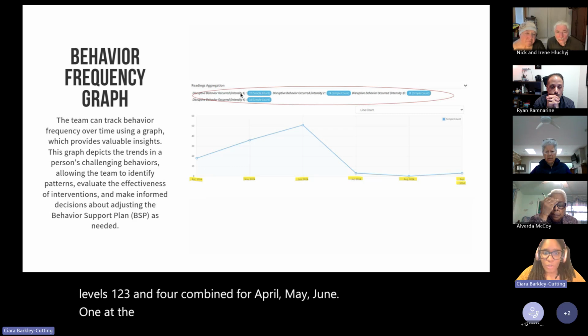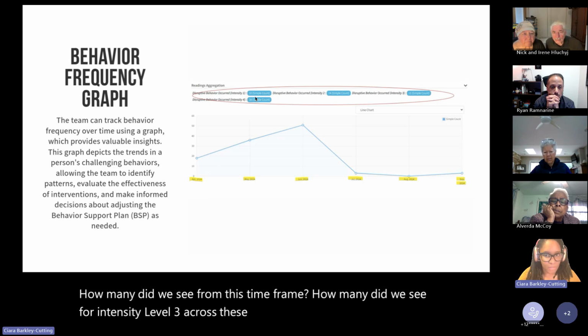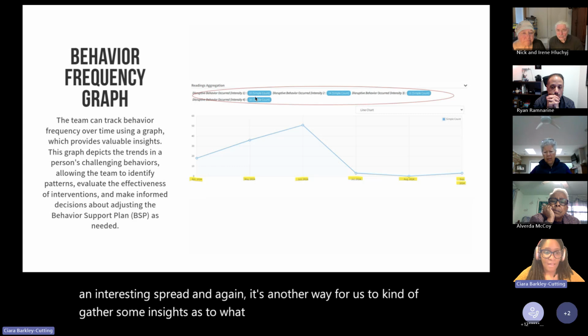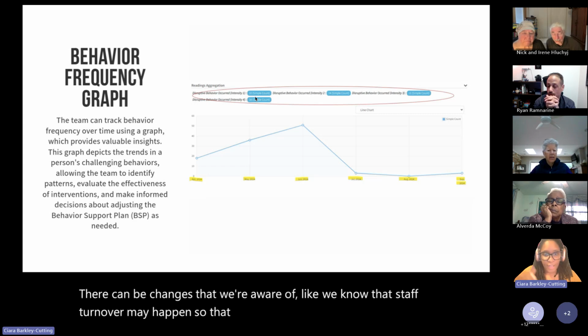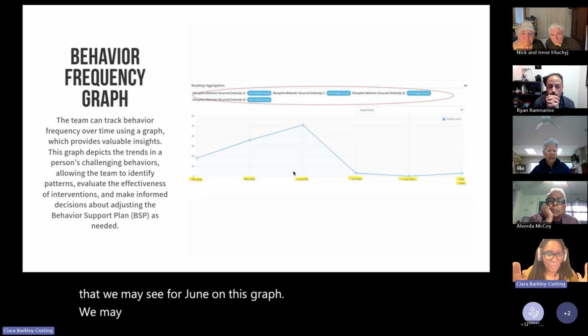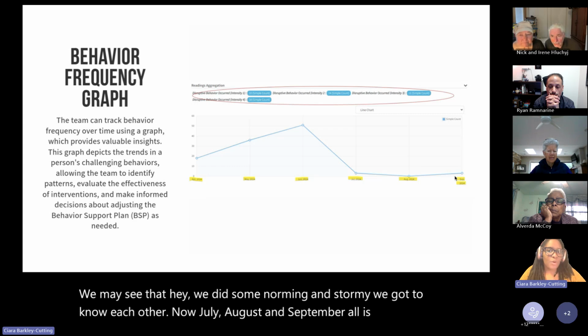At the top, we are able to quickly see across intensity level 1, how many did we see from this time frame? How many did we see for intensity level 3 across these months? So on and so forth. So it is an interesting spread, and again, it's another way for us to gather some insights as to what could be going on. There can be changes that we're aware of, like we know that staff turnover may happen, so that could attribute to the higher spikes that we may see for June on this graph. We may see that, hey, we did some norming and storming. We got to know each other. Now July, August, and September, all is golden. So it kind of just depends.